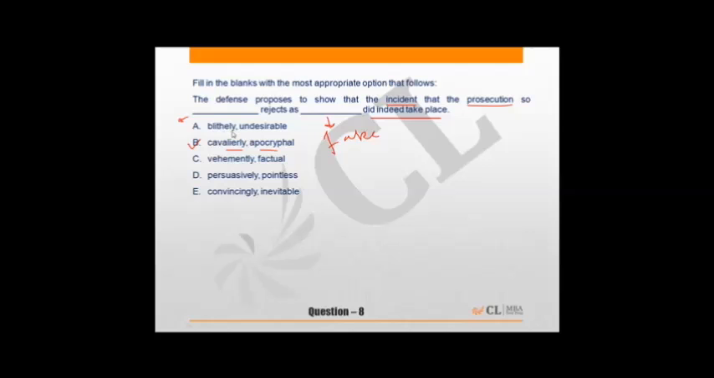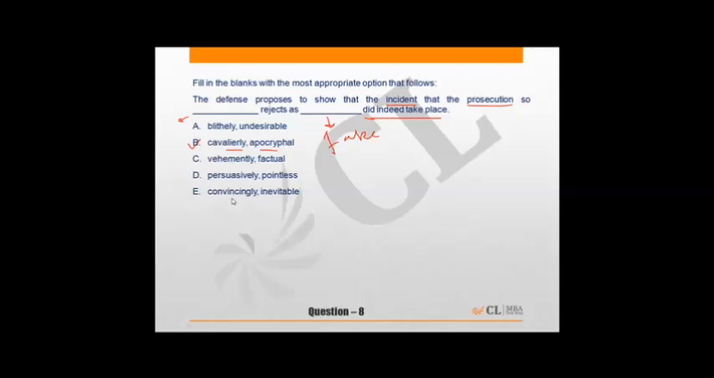Option A, blithely, happily rejected as undesirable, is incorrect. Vehemently, factual. If the prosecution says that the incident was factual, then it's not in contrast with the idea that the incident actually did take place. It is in the same line, whereas we require a contrast here because the defense and the prosecution are not on the same side. Persuasively, pointless. Prosecution so persuasively rejects as pointless did indeed take place. An incident cannot be pointless.